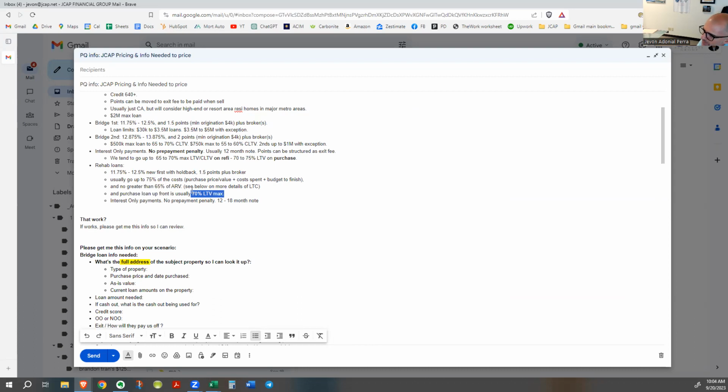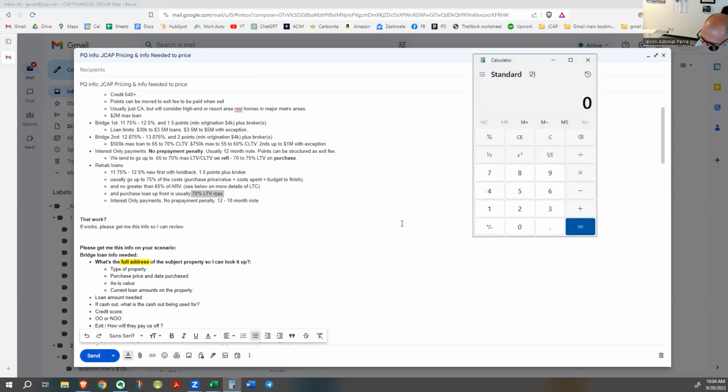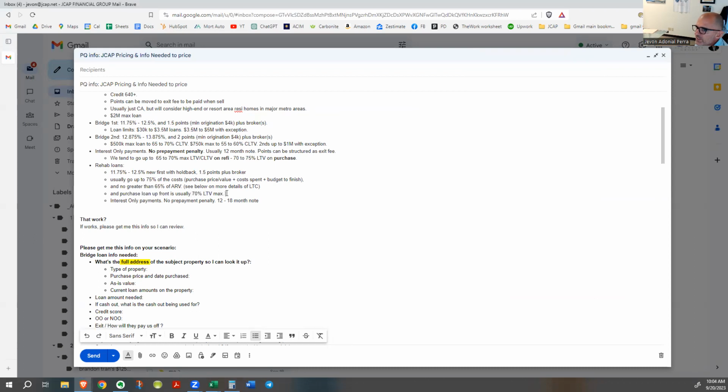So 70% of 500,000, what is that? Yeah, that's 350 grand. A purchase loan, but we're also going to give them a loan for the renovation. We'll give them $100,000 to renovate it, as in the end it's going to be worth $1 million. That's great, but we're not going to give them cash for that. What we do is we give them the money as a construction holdback.